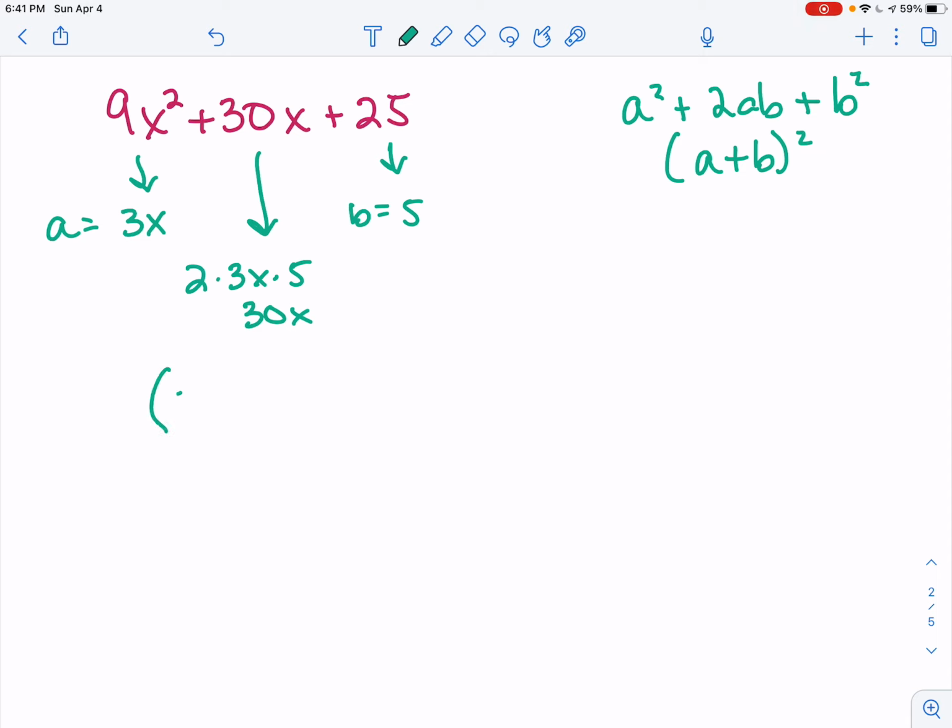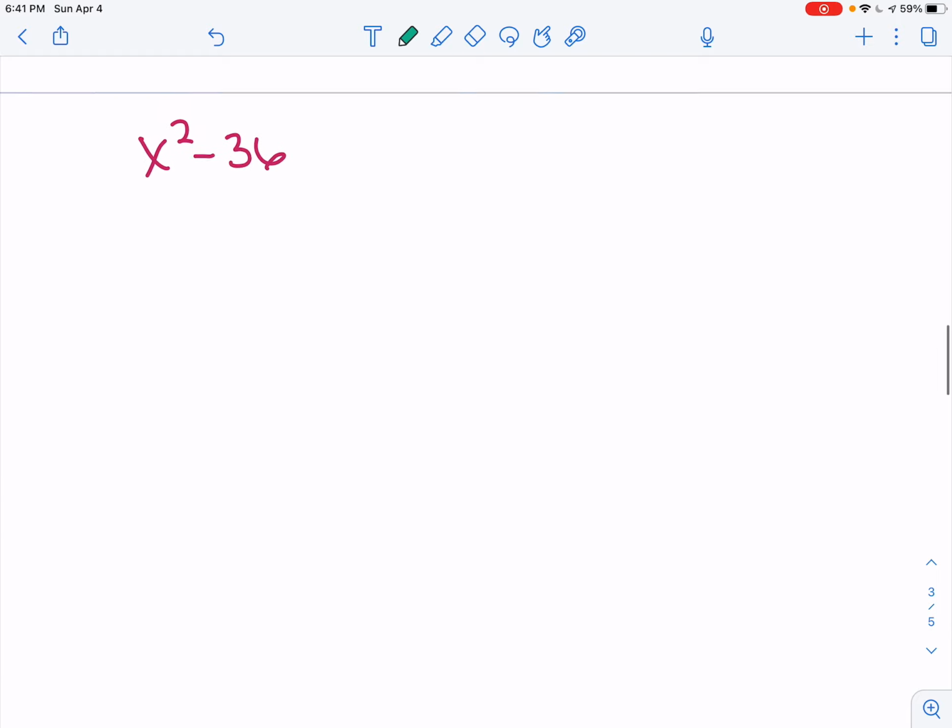It would be my a, which is 3x, plus my b, which is 5, squared, which I could also expand out and say 3x plus 5 times 3x plus 5. Again, you're checking your first and third term to see if they're perfect squares. And if they are, you're taking those square roots and you're doubling them to get your middle term. All right, so we've talked about squaring a binomial. Let's talk about difference of squares. That's our next example. So let me scroll on down here.